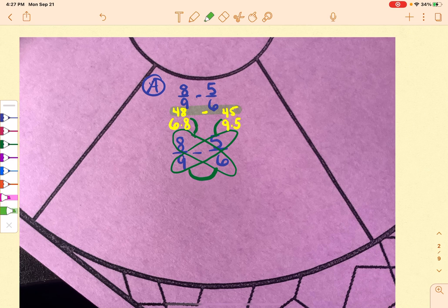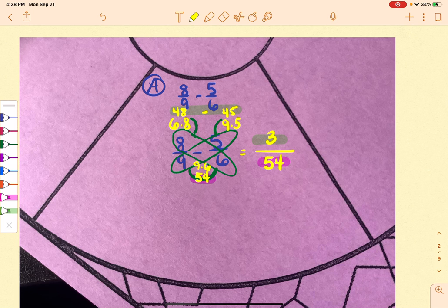So I'm going to take these two to make the top of my fraction. Now, the only difference is here, instead of adding those numbers on the top, we subtract. So 48 minus 45 is 3. And now I'm going to put these two together. So 9 times 6 is 54. So that went straight across to here.